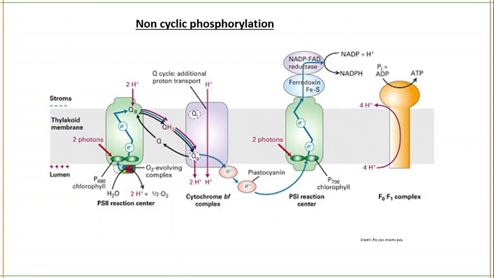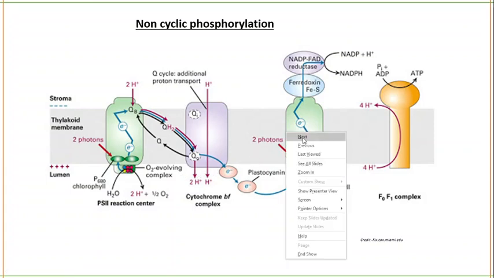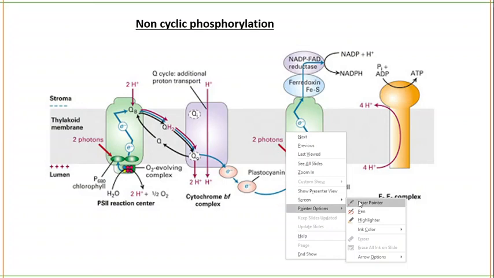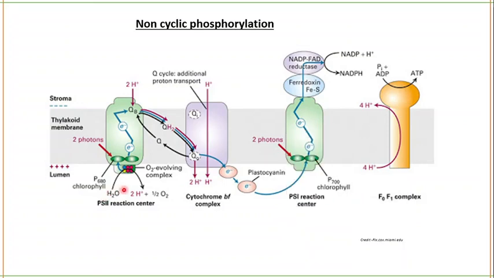Okay, so let's start with non-cyclic phosphorylation. What exactly happens during non-cyclic phosphorylation? In this there is a light induced electron transport. Let me use a pointer here. There is a light induced electron transport from water to NADP positive. From water to NADP positive, there will be a transport of electrons, but it will be light induced.